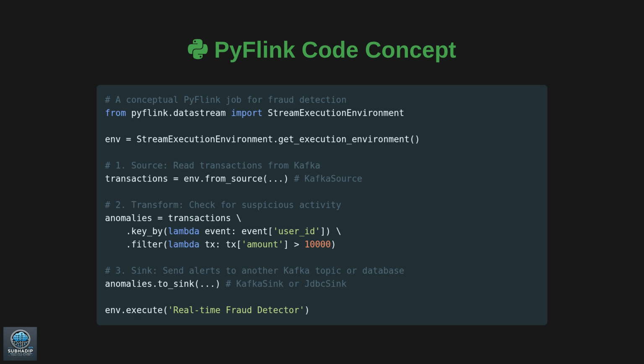Let's see what this looks like in code. This is a conceptual PyFlink snippet for a simple fraud detector. First, we define a source to read a stream of transactions from Kafka. Next, we apply transformations, in this case, filtering for transactions over a certain amount. Finally, we send these anomalies to a sink, which could be another Kafka topic for alerts, or a database for logging. This simple source, transform, and sink pattern is the foundation of most stream processing jobs.